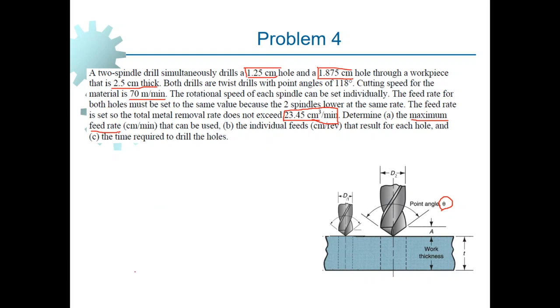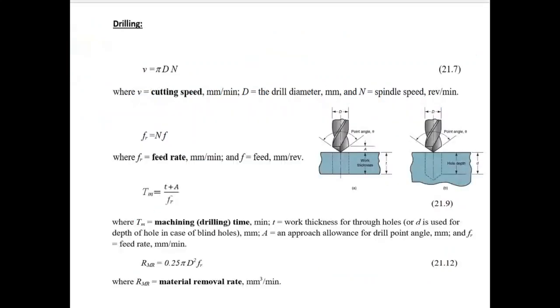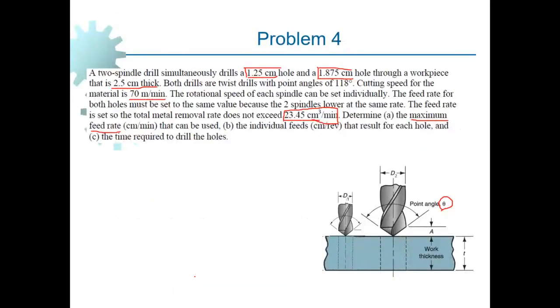Now let's take a look at the equation sheet again. The equation sheet has an equation down here, this one, which gives us material removal rate as a function of cutting tool diameter as well as the feed rate. Now the question is how can we make use of what is given in the statement of the problem to get the maximum value of feed rate computed? Okay, we take note of this equation from the equation sheet and return to the statement of the problem here. Let's see what we can do.